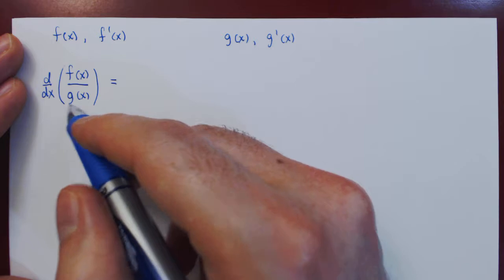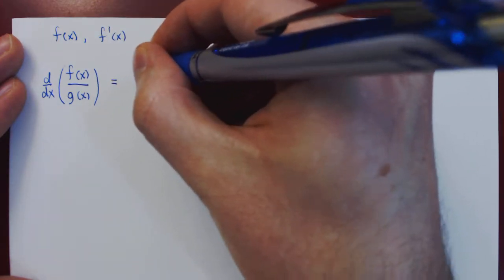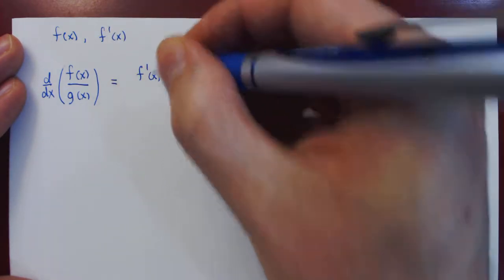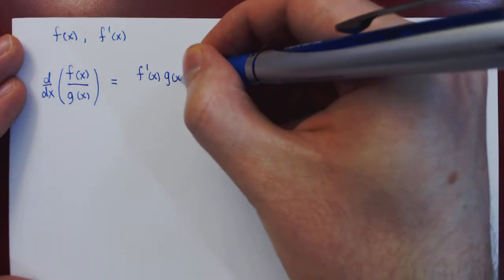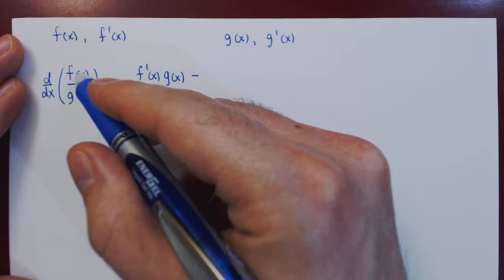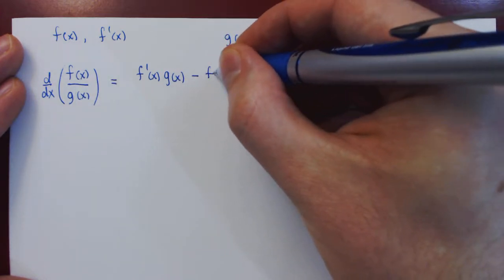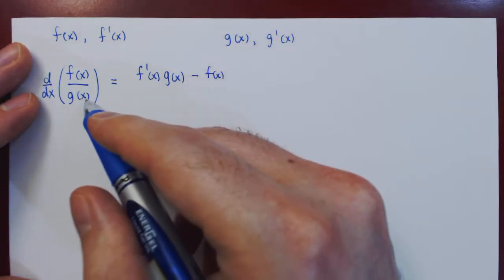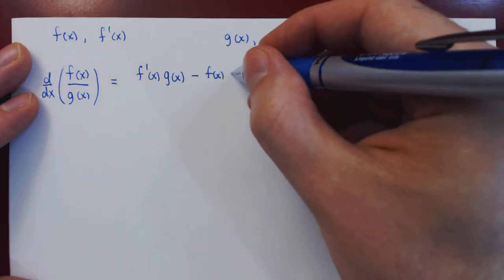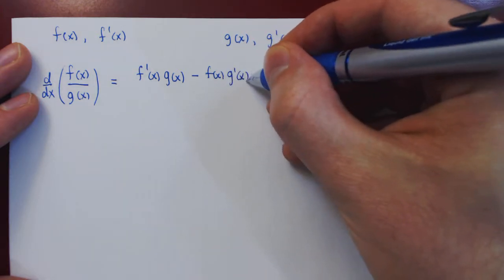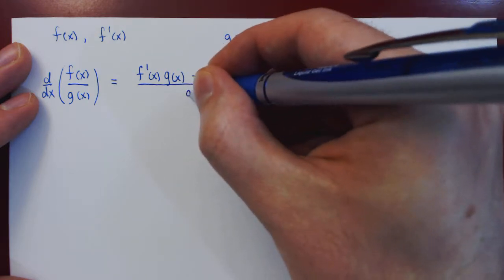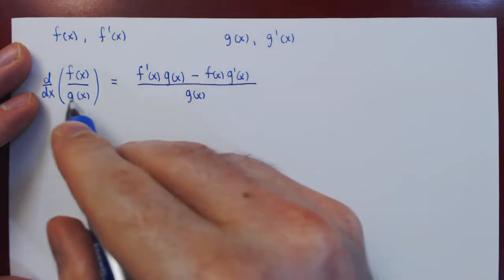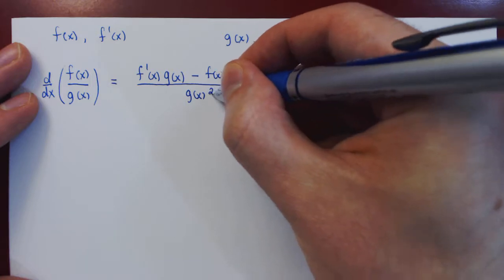The derivative of the quotient will be the derivative of f, the numerator, times the denominator, then minus the numerator, times now the derivative of the denominator, so g prime of x, divided by g of x, the denominator, squared.